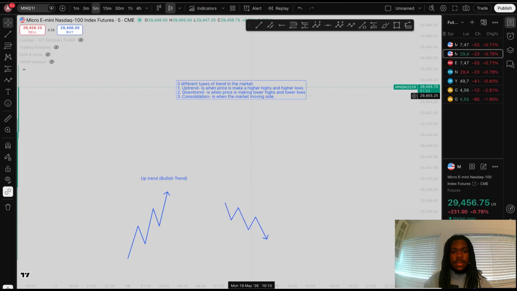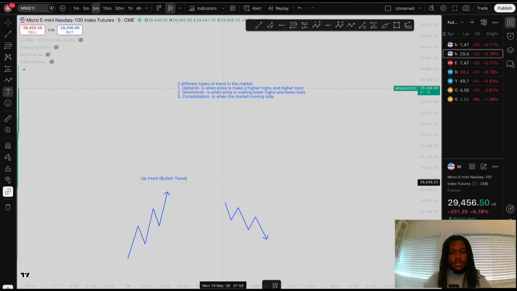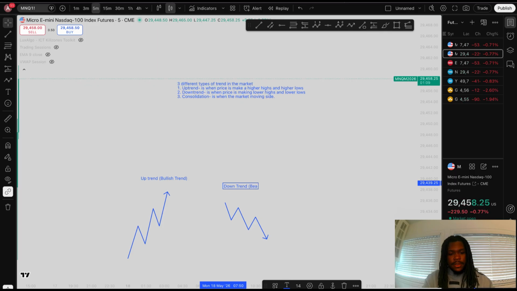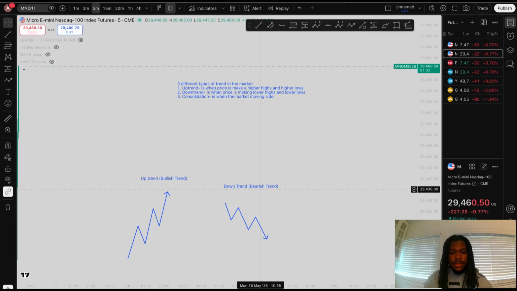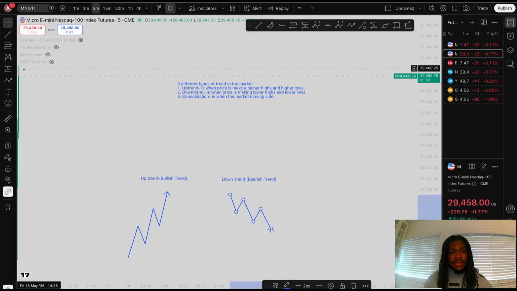This is called a downtrend or bearish trend. When you hear the word bearish, it means that the market is going down. Price is getting cheaper. The price of the stock is getting cheaper. The price of the index is getting cheaper.